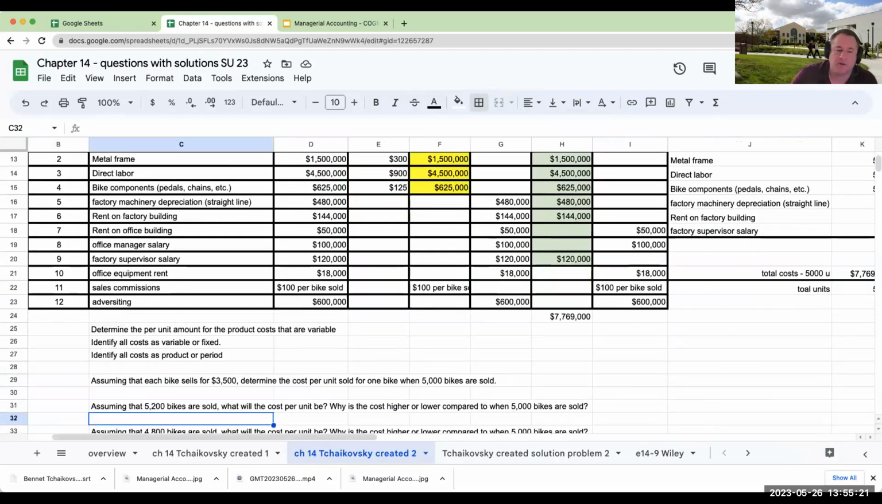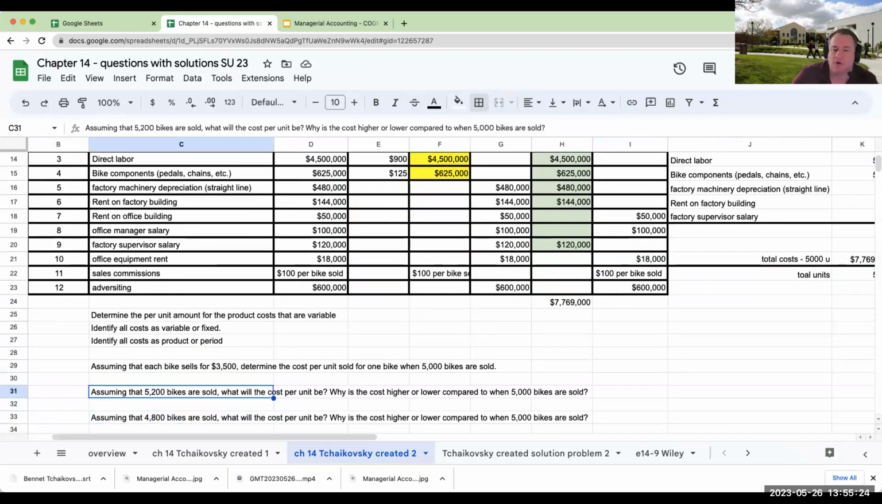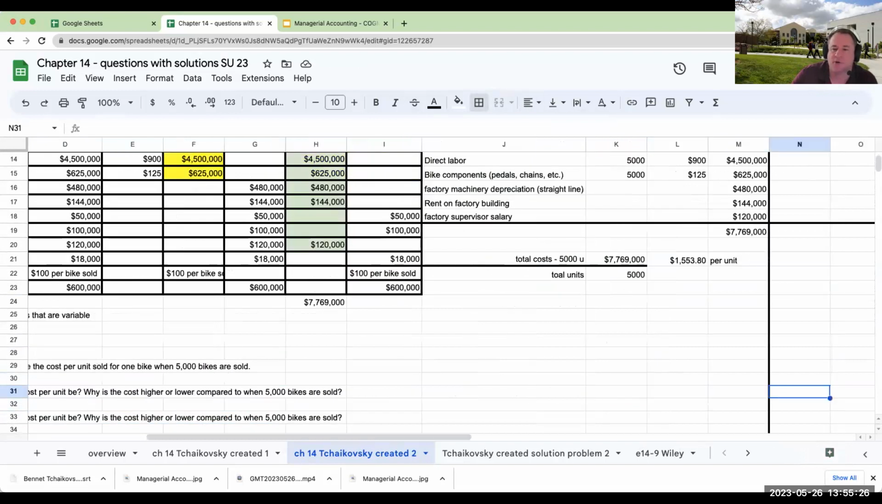So let's go to the next one over here. Okay, so assuming that 5,200 bikes are sold, what will the cost per unit be?